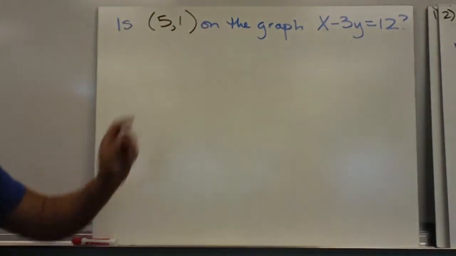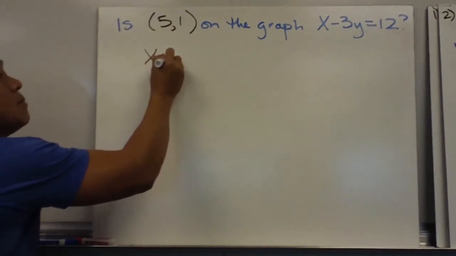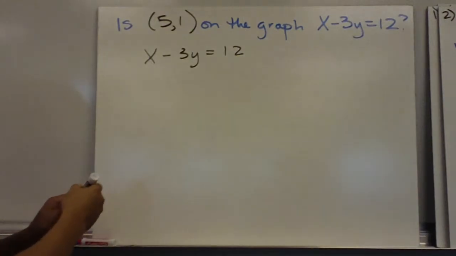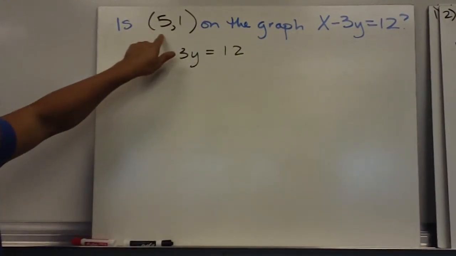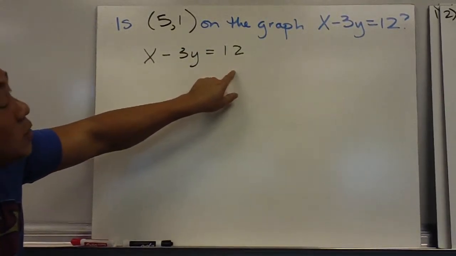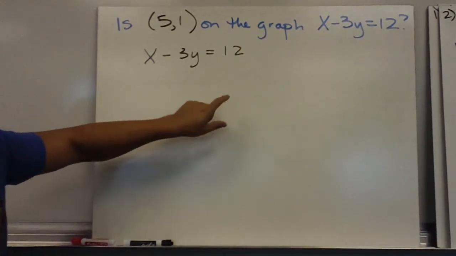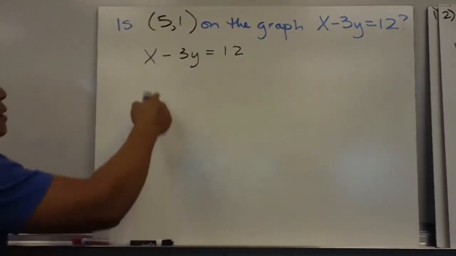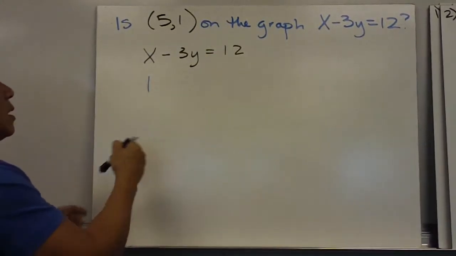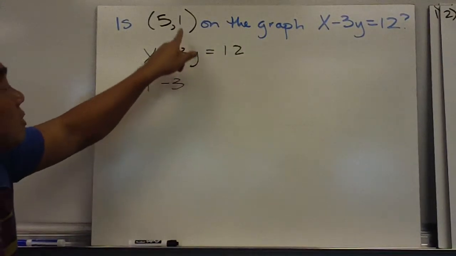Okay, let's try this one. So here we have x minus 3y is equal to 12. And they're telling us that 5 is your x and your 1 is your y. If I put that in here, I'm going to get 12, which means if they match up together, then that means it's going to exist on the graph that this is going to produce. So let's go ahead and substitute. That's your x, minus 3, and your y is your 1.